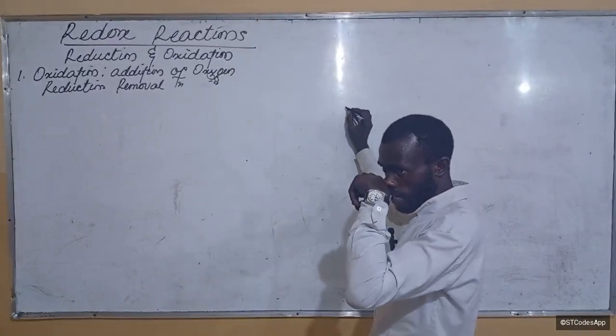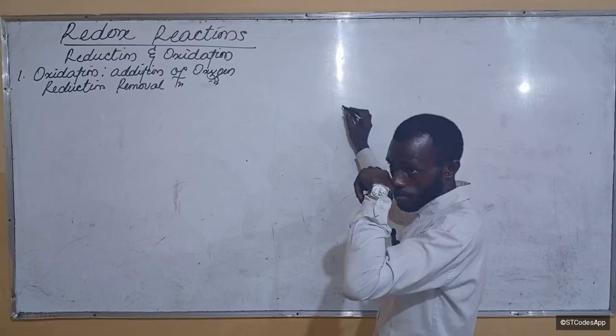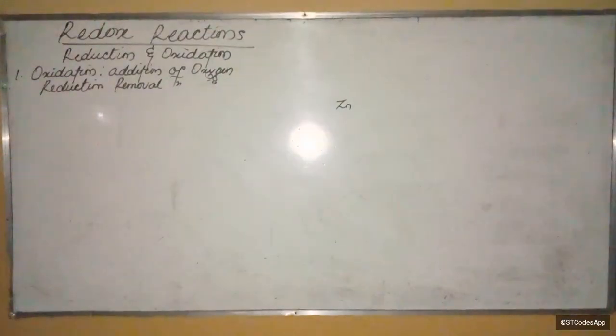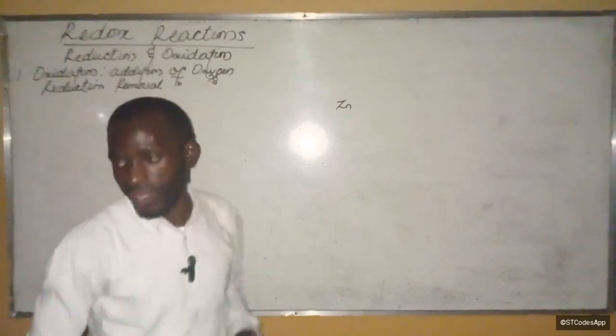All right, so for example, let me give you an example. If I have something like this, let's say zinc oxide, Jesus Christ is Lord. So early. Okay, I hope this is clear. So, for example, if I have a reaction, okay, please, because of the light, I just want you to know.